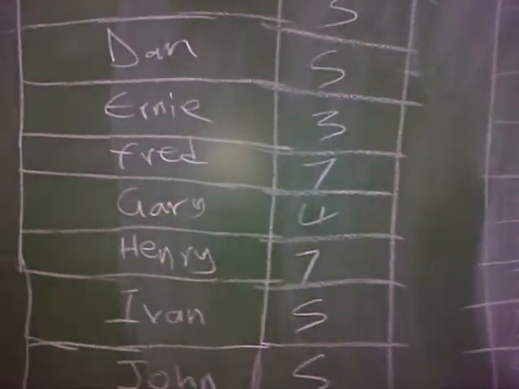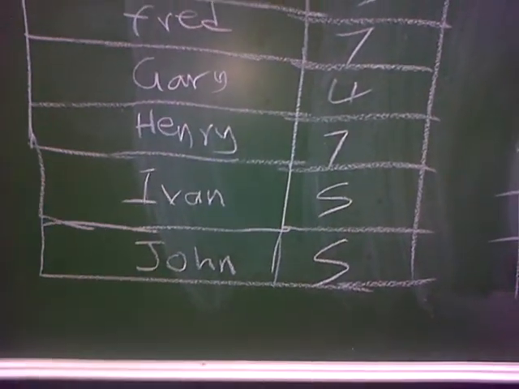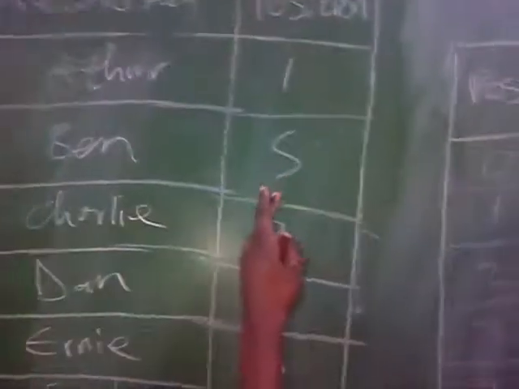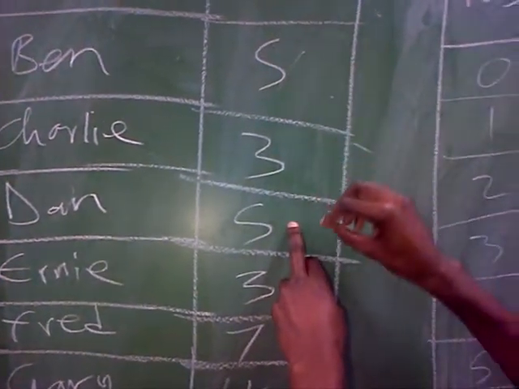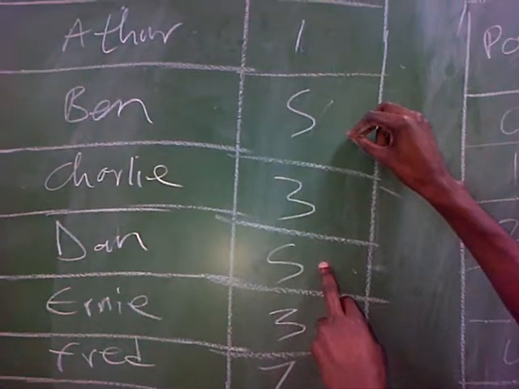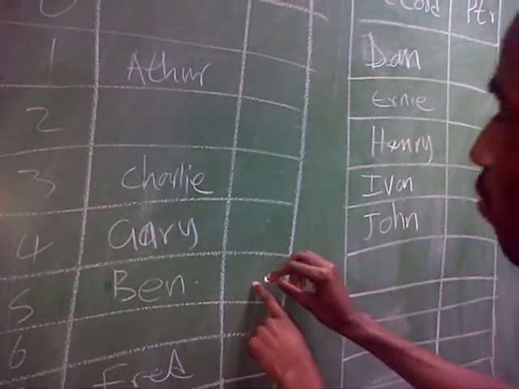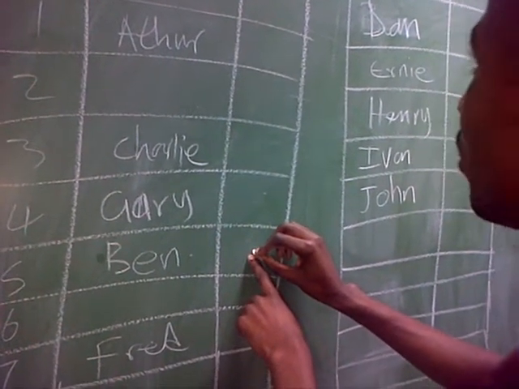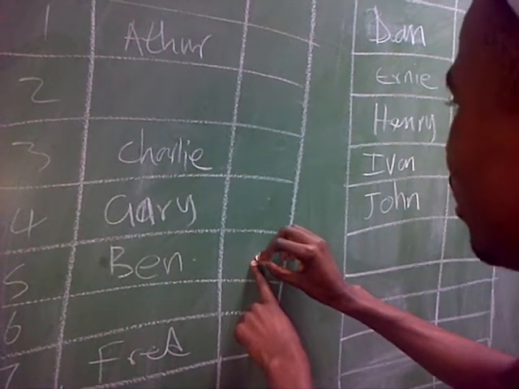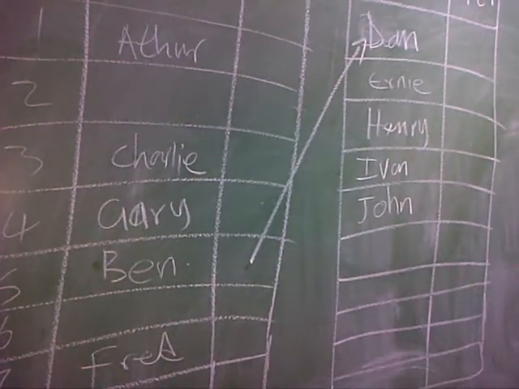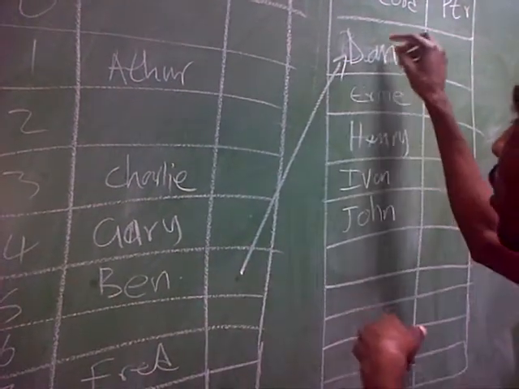Okay, now let's check. We are done with everything. So let's check those that have collided. We have 5. Dan collided with Ben. On this one, this is our pattern. We have Ben here. He collided with Dan. Then we use an arrow from Ben to Dan. We use an arrow to show that Ben collided with Dan.